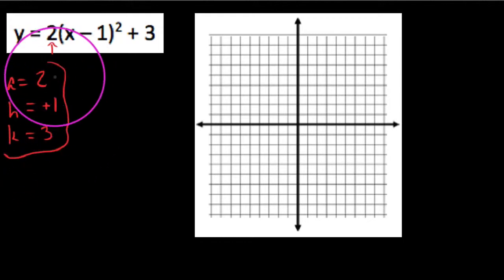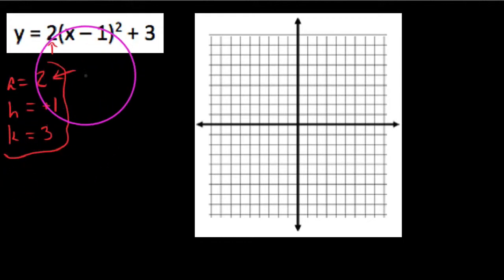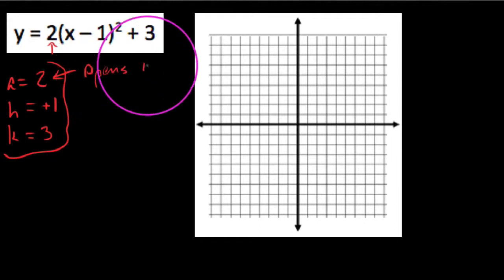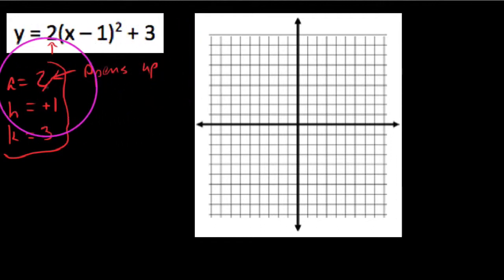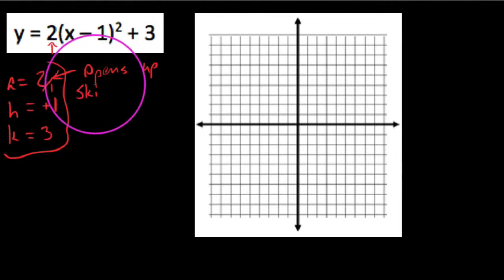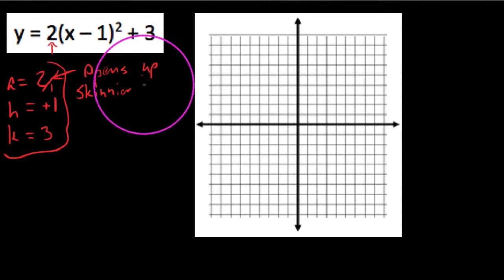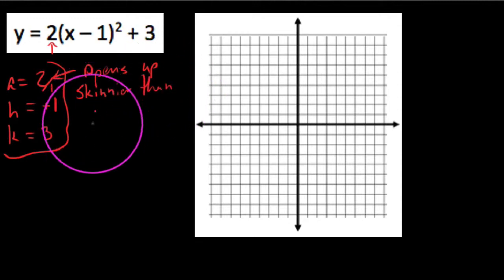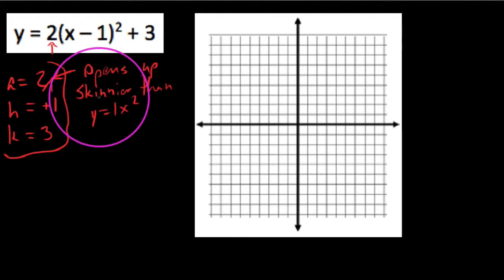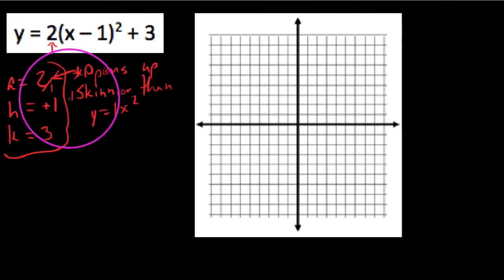So in terms of what this tells us about our graph, the fact that A is positive means that it opens upward. The fact that it's 2 over 1, that's an improper fraction, we say skinny, or at least skinnier than a normal width, skinnier than y equals 1x squared. So we know these two things about our graph here.